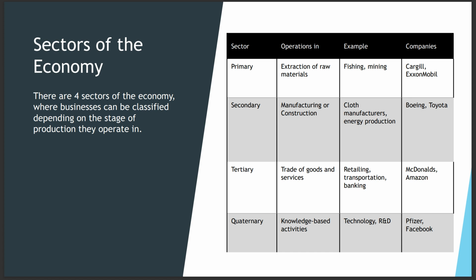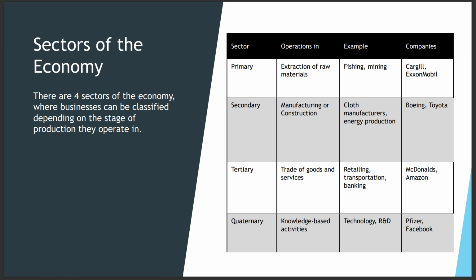Sectors of the economy. There are 4 sectors of the economy where businesses can be classified in depending on the stage of production process they operate in. So there is the primary sector, secondary sector, tertiary, and quaternary. The quaternary sector is just a subsection of the tertiary sector, although it's important to consider as many of the activities going on are different to common tertiary sector businesses.